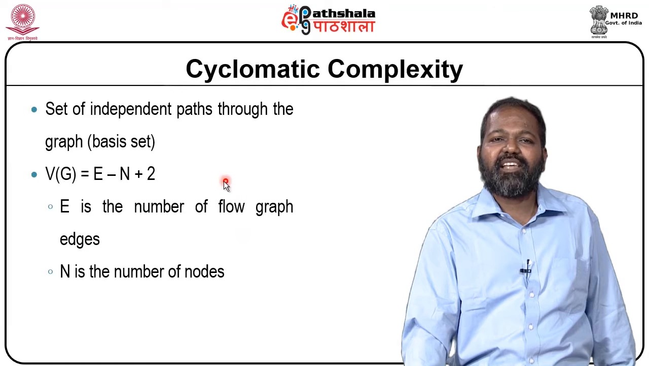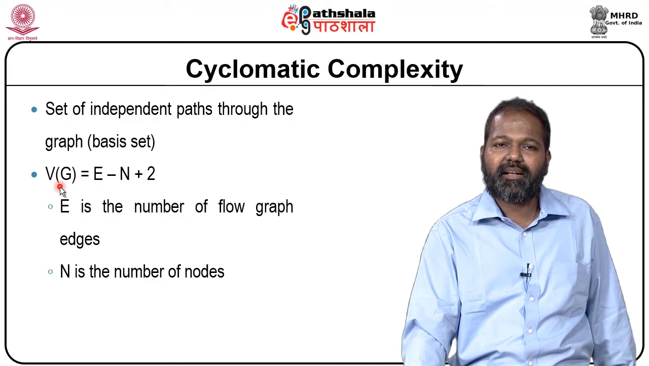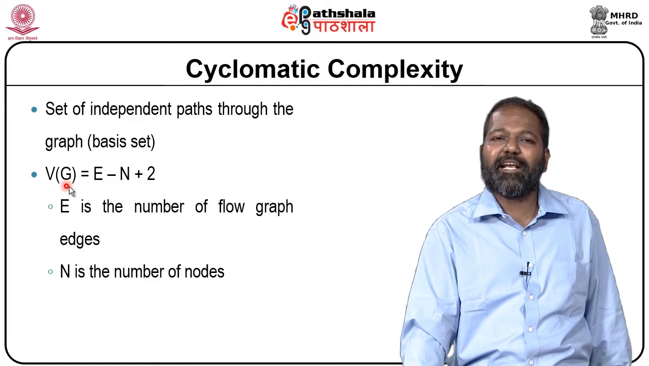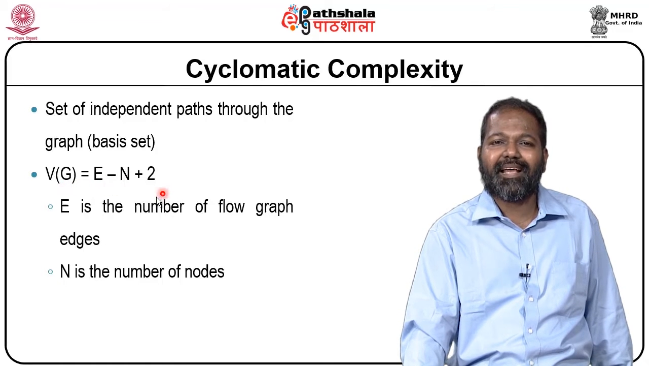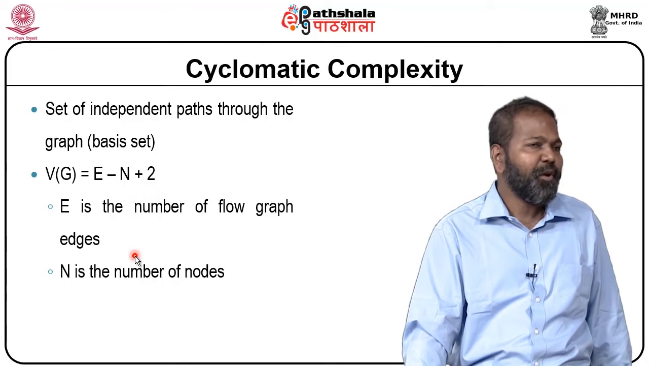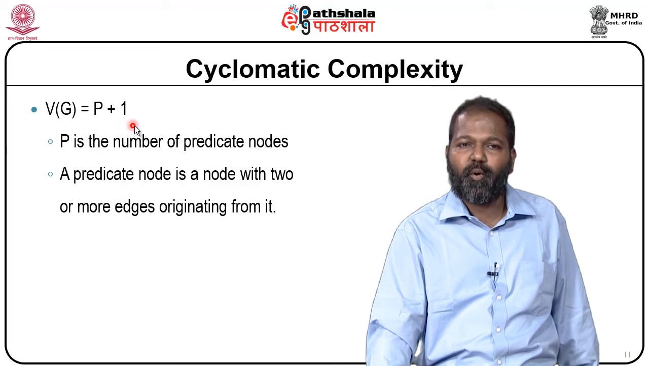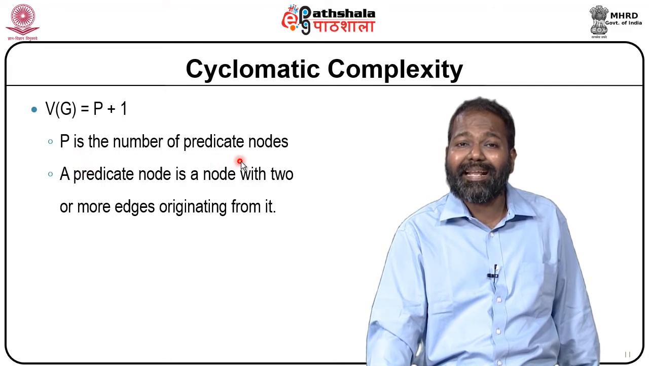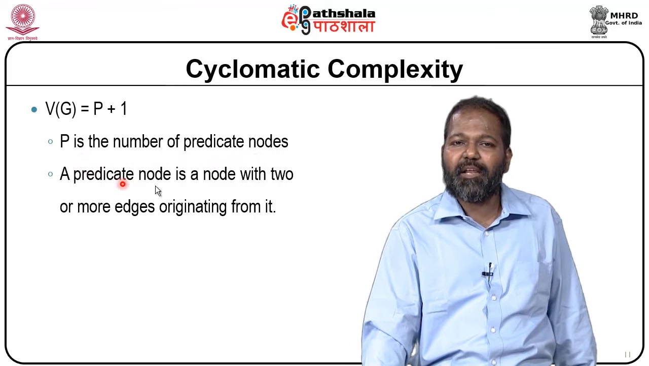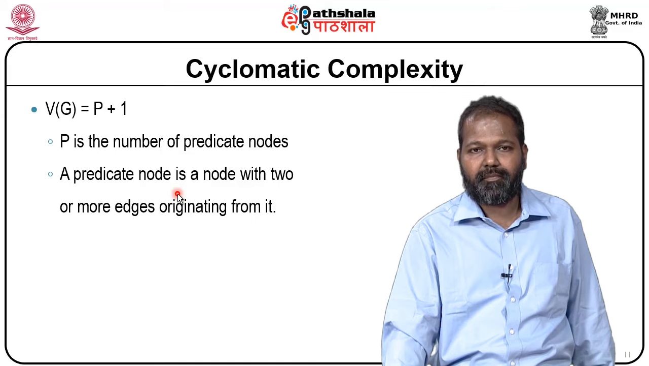Cyclomatic complexity is the set of independent paths through the graph, the basis set. It is computed by the equation V of g equal to E minus n plus 2. E is the number of flow graph edges, n is the number of nodes. Cyclomatic complexity is also equal to p plus 1, where p is the number of predicate nodes. A predicate node is a node with two or more edges originating from it.